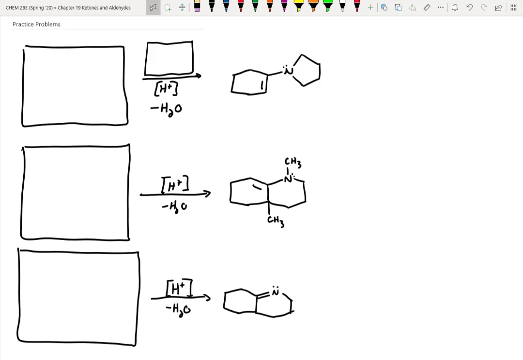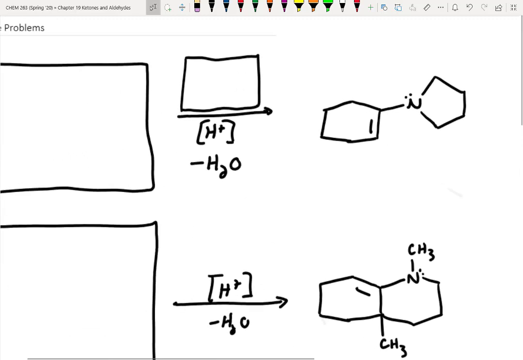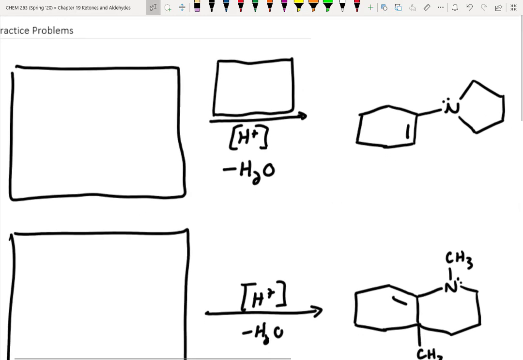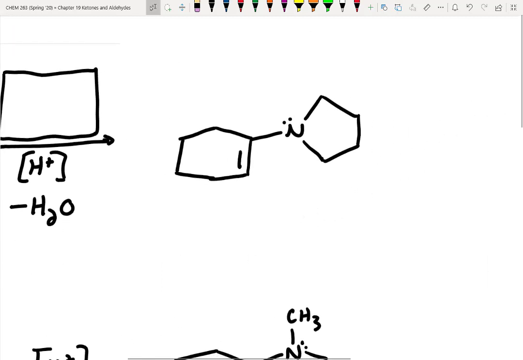All right, so before we continue on, what I want to do is look at a handful of practice problems from the book. And I know these look really overwhelming, so let's just break it down into the easy chunks. So let's zoom in on this first problem. And what I like to do is look at the product. So over here we've got this product. And then what I do is I ask myself, is this an enamine or an imine? Well, in this case, we've got an alkene, meaning a carbon-carbon double bond. So this indicates that it must be an enamine.